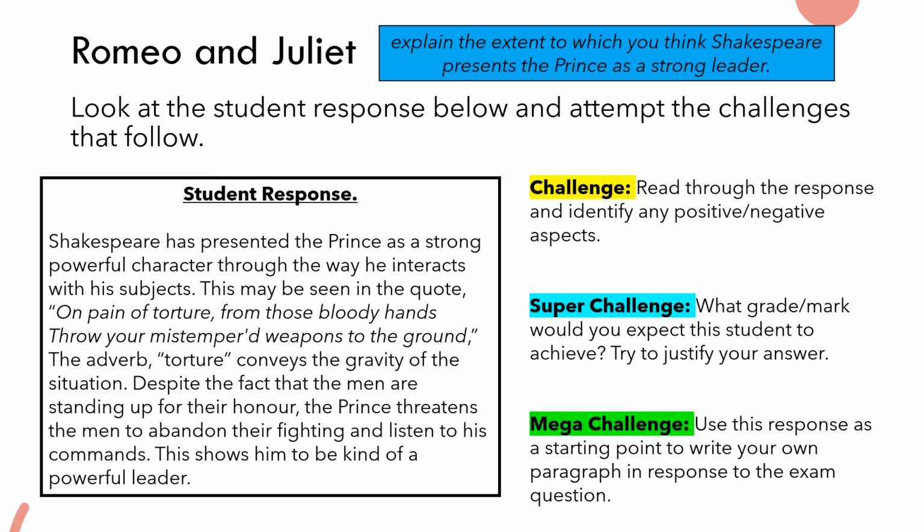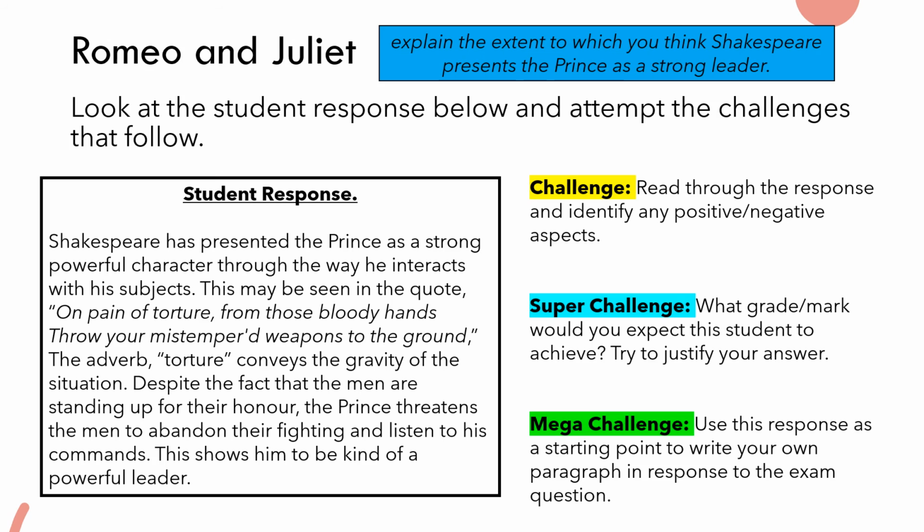So the student has said, Shakespeare has presented the prince as a strong, powerful character through the way he interacts with his subjects. Now, a lot of students struggle with how to actually start their response, and a really easy thing to do is just to make sure that you use a part of the question in your response. That way, you're telling the examiner that you know what you need to focus on, and it also stops you from having that panicky moment of thinking, oh God, what do I include? So as long as you include a part of the actual question, it keeps you on track and it allows the examiner to know that you know what you're talking about as well.